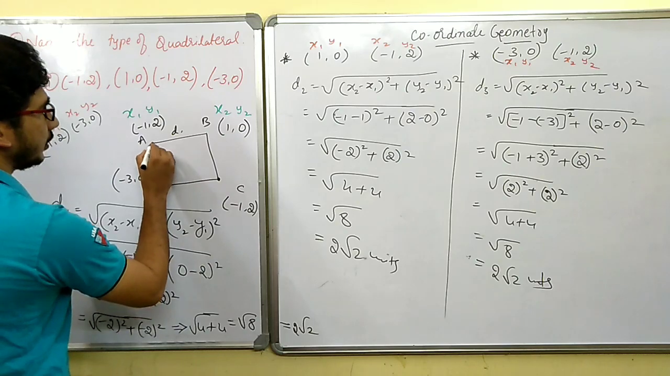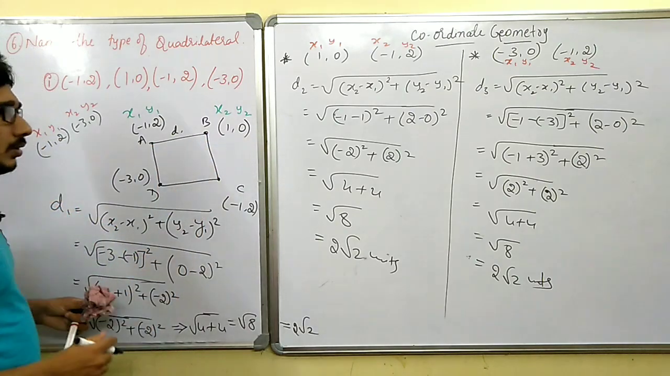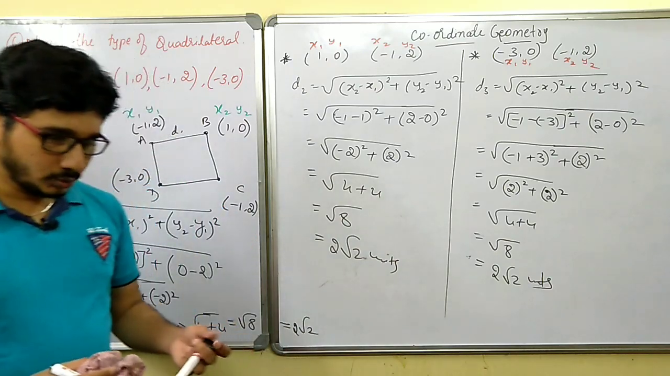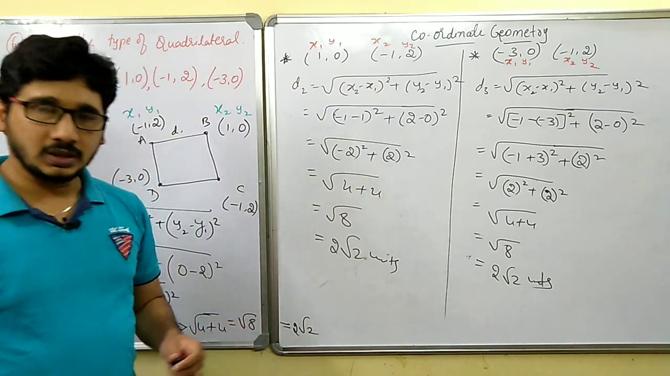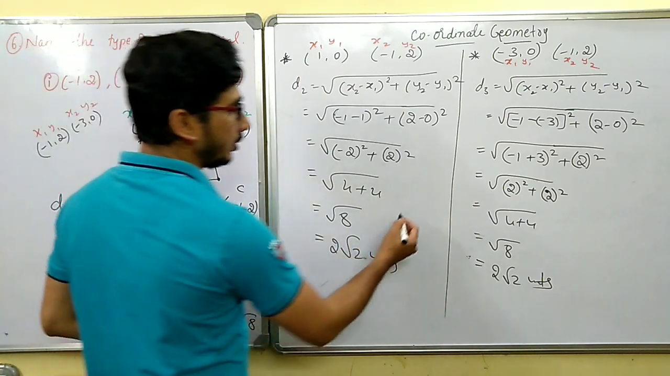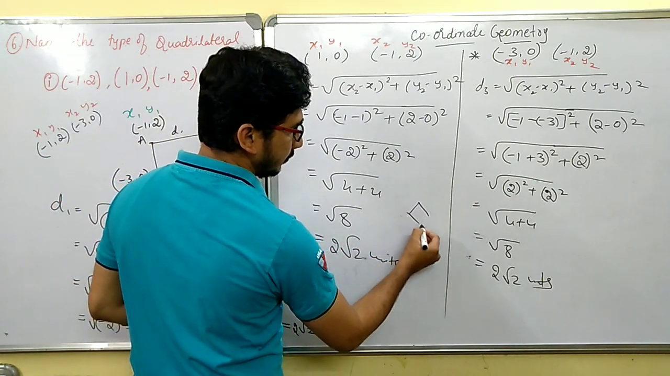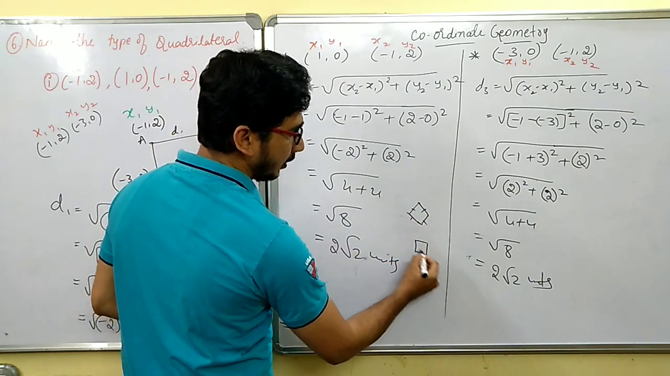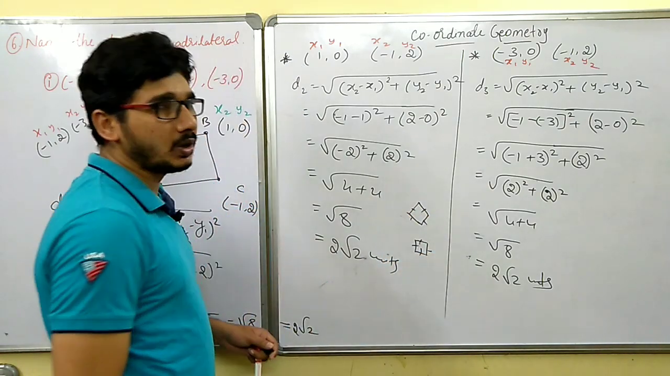Figure is like this now. Imagine this is a square. Why does a square mean all sides are equal? Now there are two possibilities. If all the sides are equal, there is a chance of getting a rhombus or a square. See, if all the sides are the same, then it is a rhombus also. If all the sides are the same, then it will be a square also.